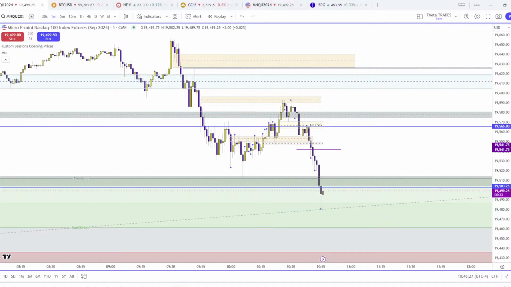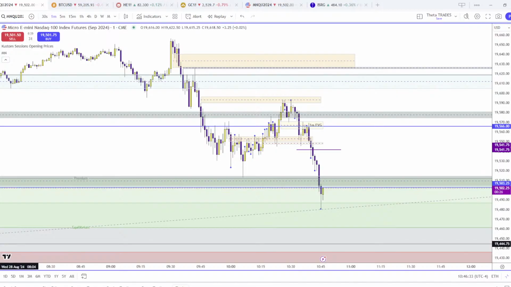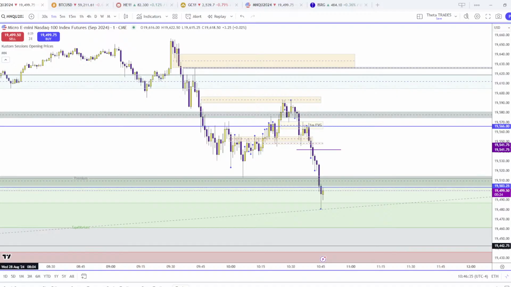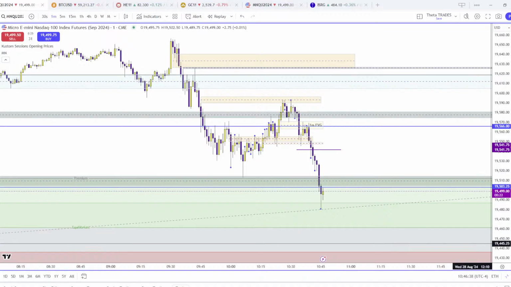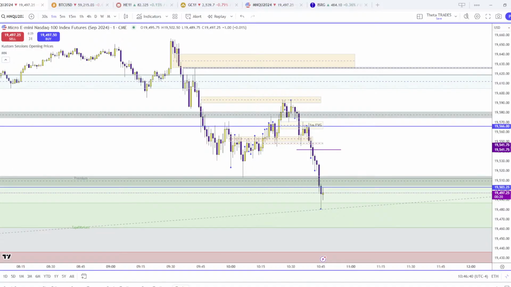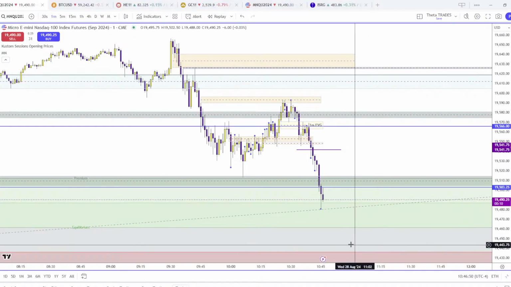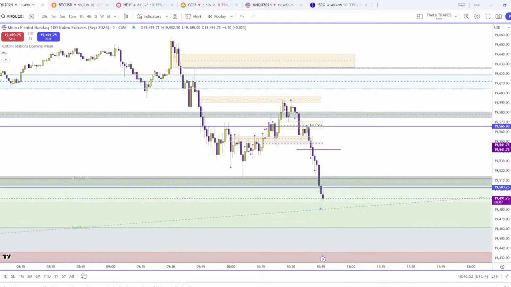UDL target. Previous day's low, that's sitting at that 19,445. That would be where we're beginning for. We've got to get through the 50% of that wick. But yeah, that'd be where we're looking for it to run to.